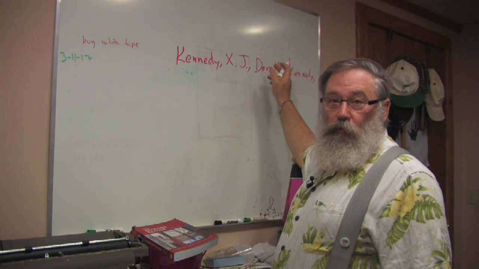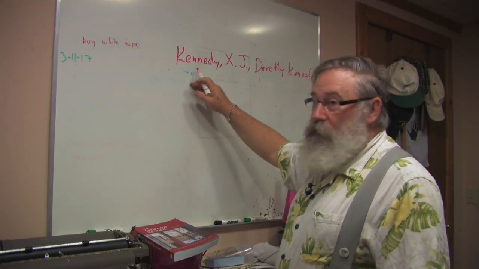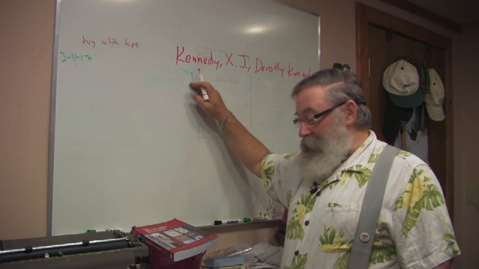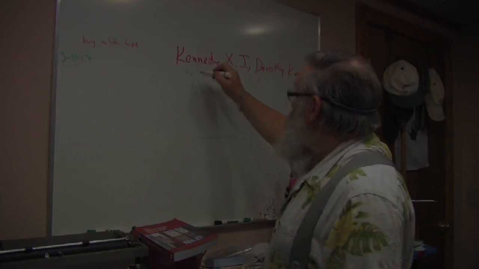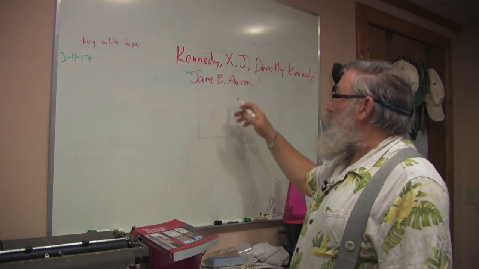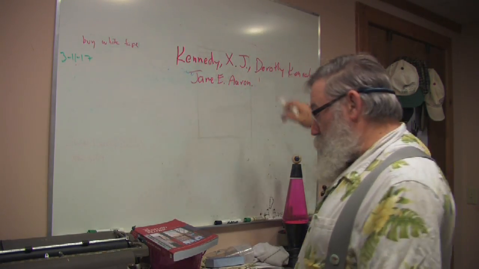Dorothy Kennedy. When we go over one line, we indent all the following lines by ½ inch. This is called a hanging indent. Period after all of the authors. Obviously, if there's only one author, you don't do the others.